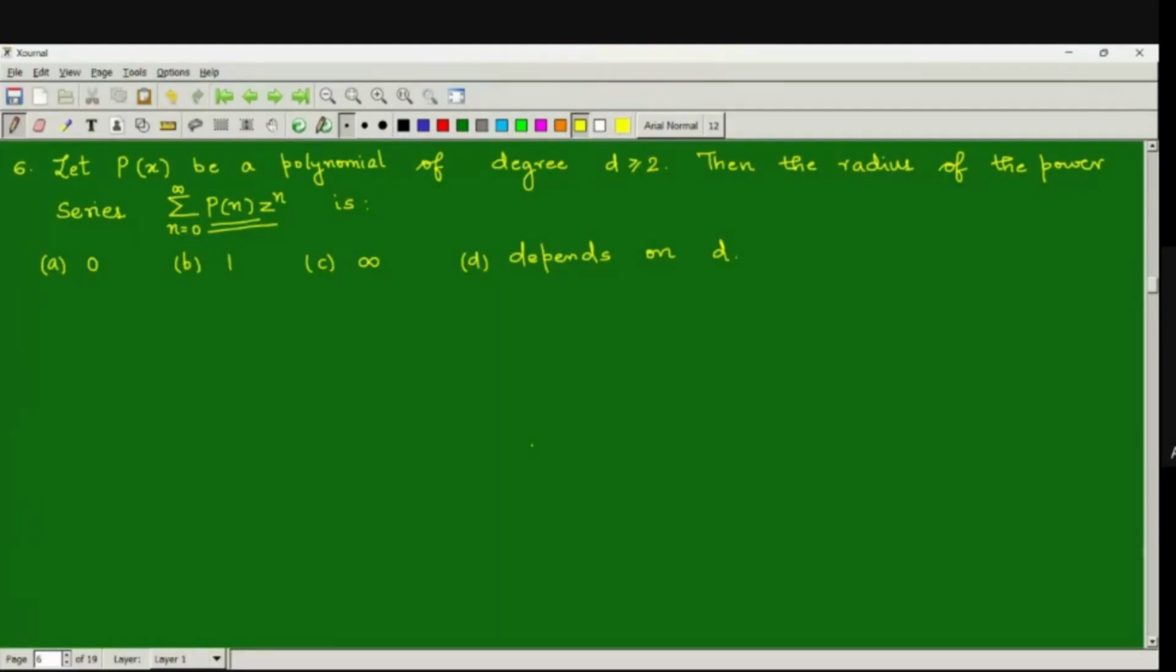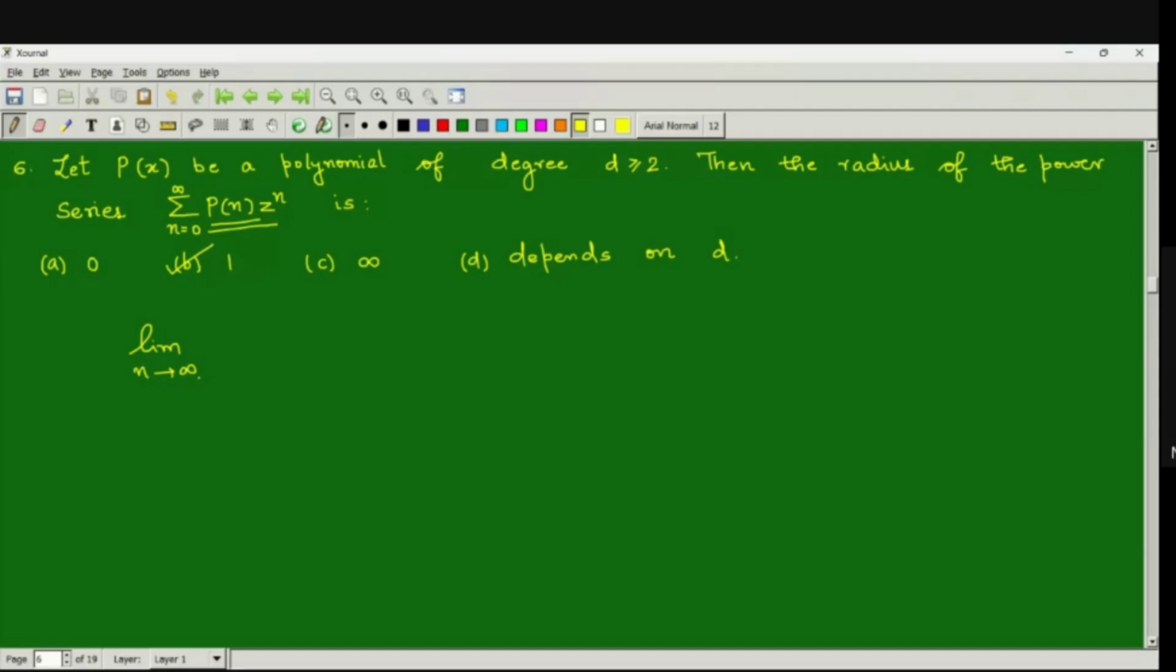It will be option B, 1. Okay, how? What did you calculate? Anyone, please tell. What have you calculated? The radius of a polynomial is always 1.